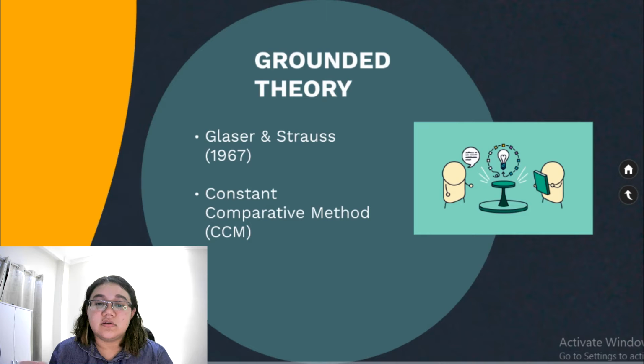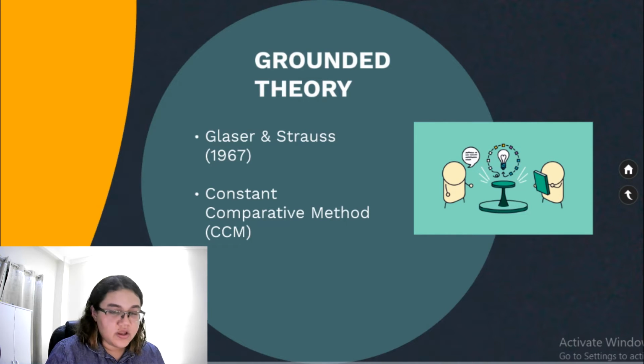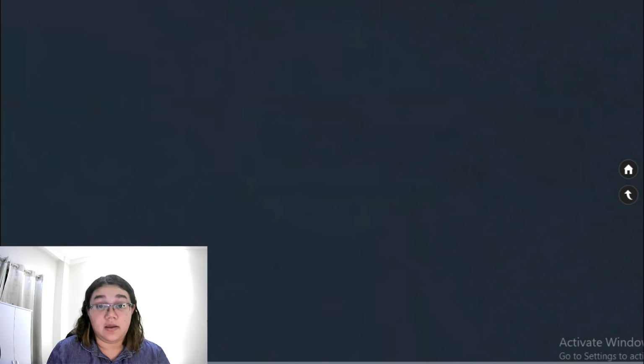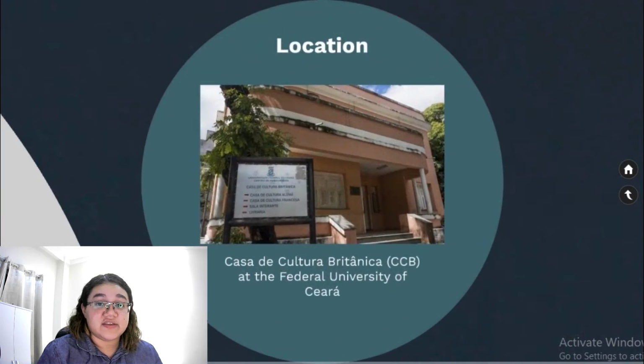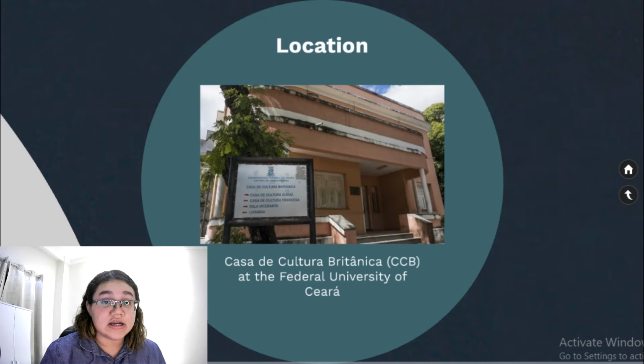And within grounded theory, a data analysis method that is proposed is the constant comparative method, which is a method in which the data is collected and analyzed at the same time. Our research is taking place at the Casa de Cultura Britânica at the Federal University of Ceará. Casa de Cultura Britânica is a place where students can learn a foreign language, which in this case is English, but they also learn about the culture of English-speaking countries.